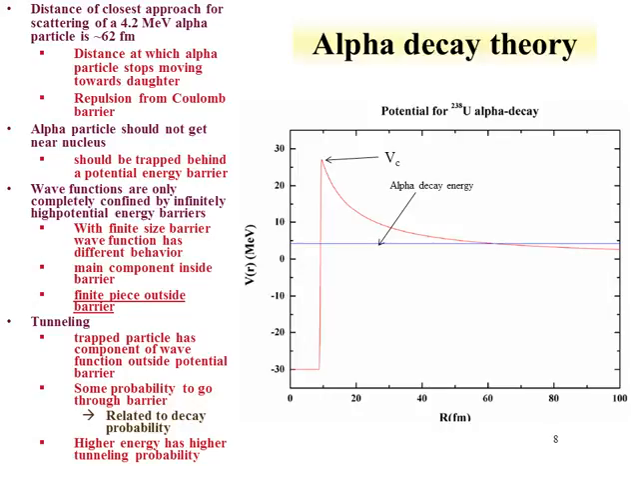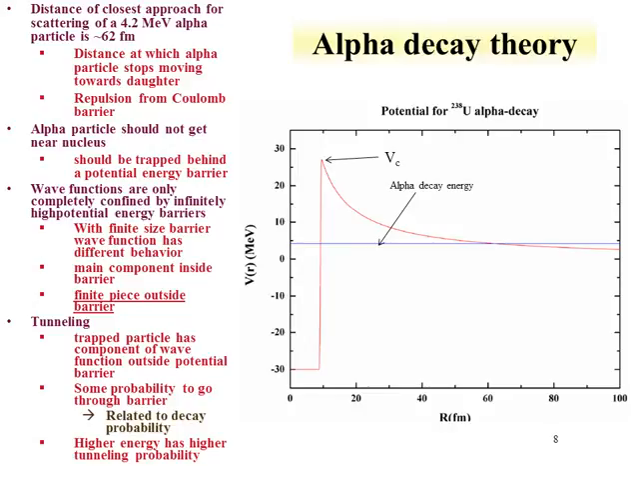If we look at the nuclear potential, the alpha particle would be sitting right about here, on the order of 4 MeV above the ground state. From a classical perspective, the alpha particle should be completely trapped behind the barrier. Now, wave functions are only completely confined by an infinitely high energy barrier. We have a Coulomb potential, so it's a finite size.